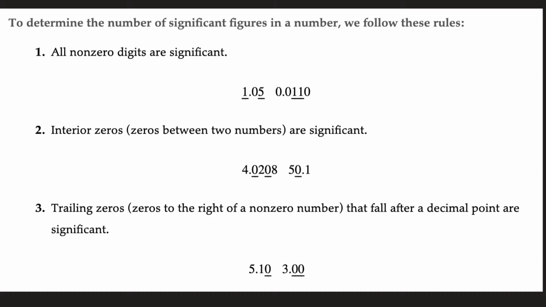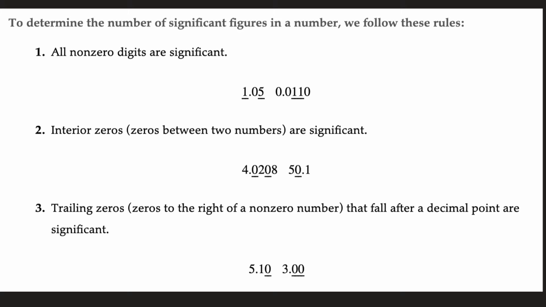Well, anytime we're dealing with a measurement, any non-zero digits are easy. Anytime there's a non-zero digit in a number or in a measurement, that non-zero digit is significant. The hard part comes in dealing with the zeros. Zeros are sometimes significant and sometimes they're not. It all depends on where they occur in the measurement. So, for example, number 2 here says interior zeros, or zeros between two numbers, are significant.